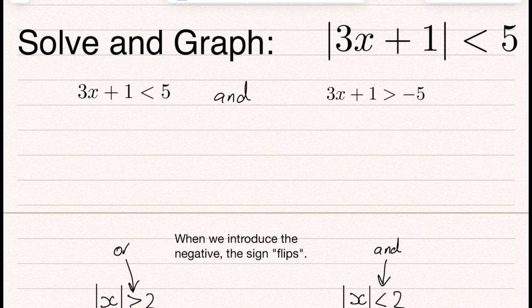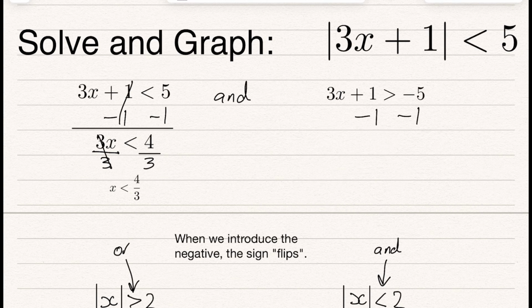So we'll work the one on the left first. We'll subtract 1 from both sides. So 3x is less than 4. Divide by 3, and x is less than 4 thirds. We'll deal with that fraction in a moment. We still have the conjunction and, so we'll subtract 1 over here. We get 3x is greater than negative 6. Divide by 3 on both sides, and we get x is greater than negative 2.